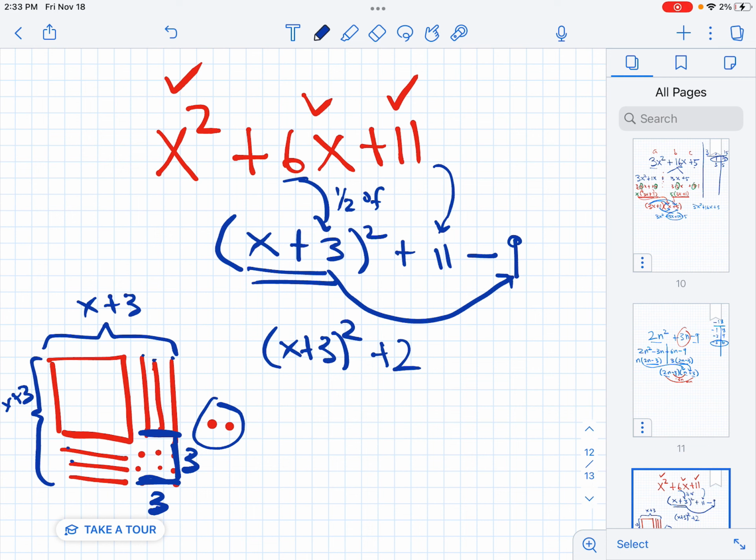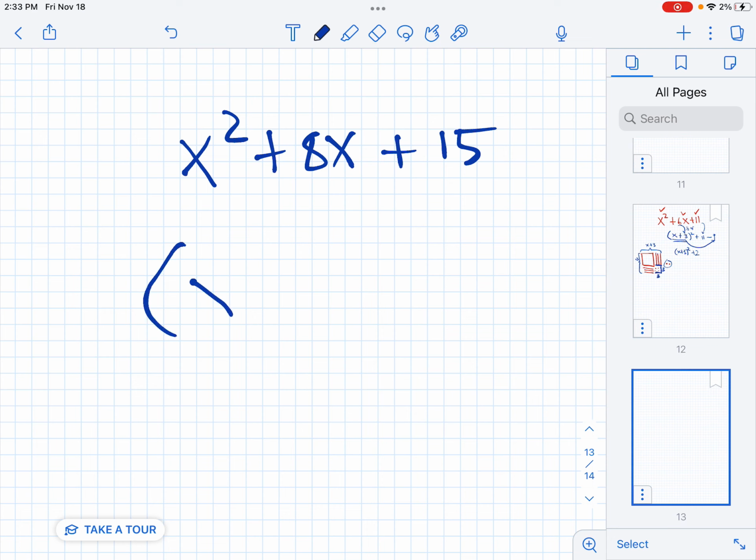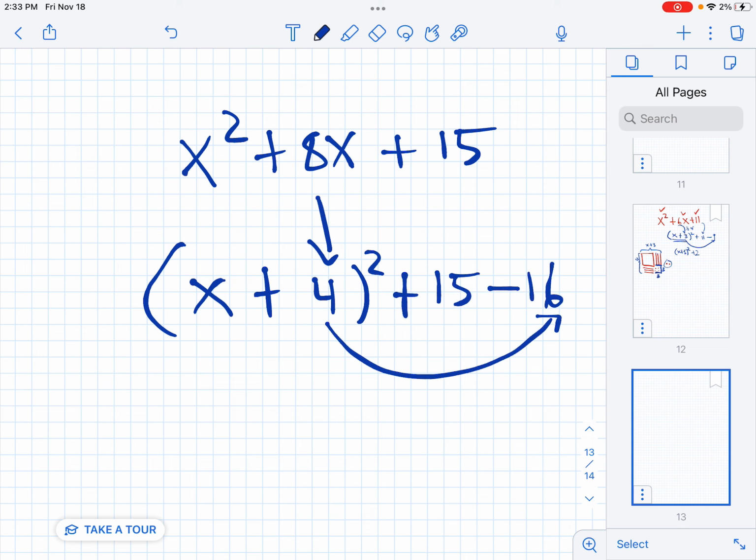Okay, so that's a lot of talking. Let me do another example here with a little bit less talking. Let's say I've got something like this: x squared plus 8x plus 15. Half of 8 is 4. Bring down the 15, subtract 4 squared, and I end up with x plus 4 squared minus 1.